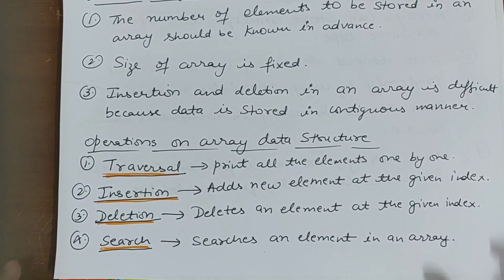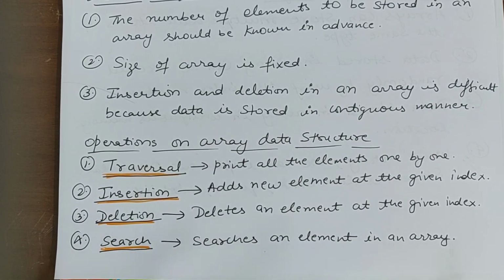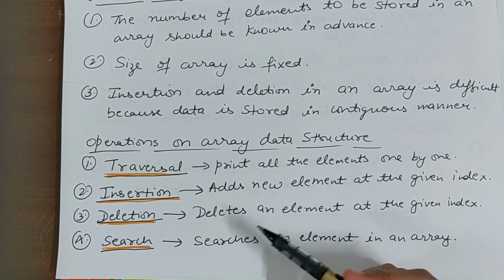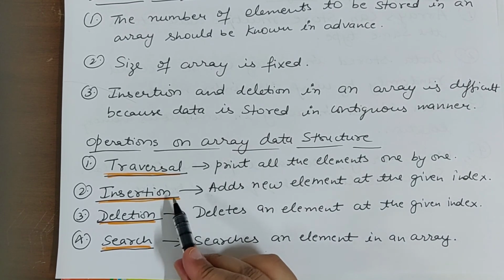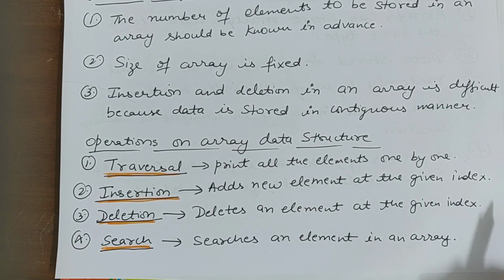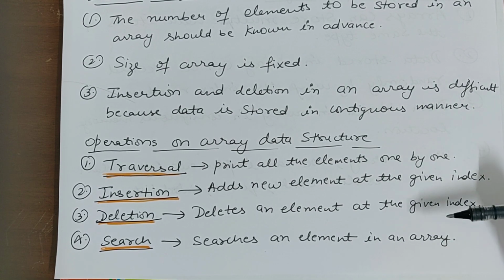Then the operations on the array data structure: traversal, that means you are printing all the data one by one in an array. Insertion means you are adding a new element at a particular given index. Suppose I want to insert a new element at index number 2, that is an operation of an array. Then deletion deletes an element at the given index. Then searching, that means if I want to search for a particular element in an array. I'll discuss all these operations with coding in the next video.